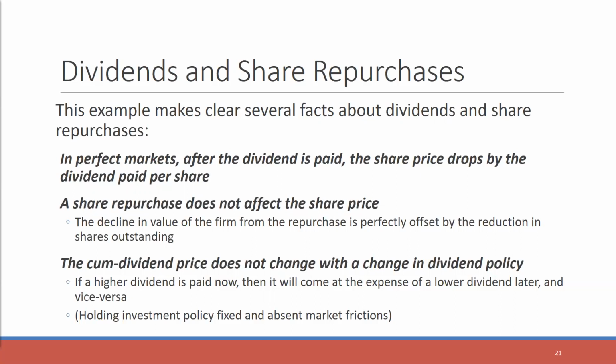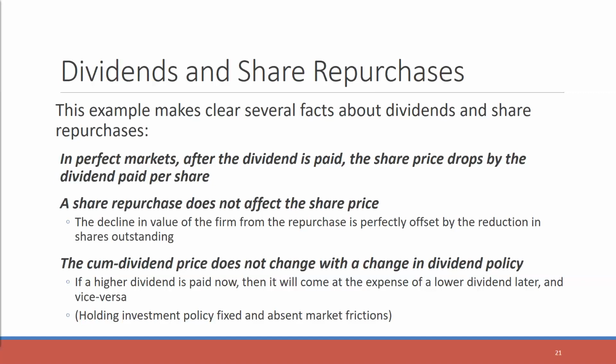The decline in value of the firm from the repurchase is perfectly offset by the reduction in shares outstanding. Said differently, though we have a decline in firm value in the numerator, in the denominator we're perfectly offsetting it with the number of shares outstanding reduced by that same amount for the repurchase, so everything stays in balance. The cum dividend price does not change with the change in dividend policy.